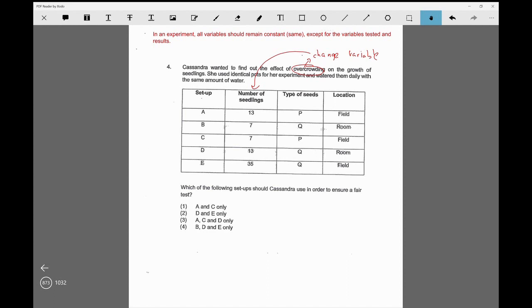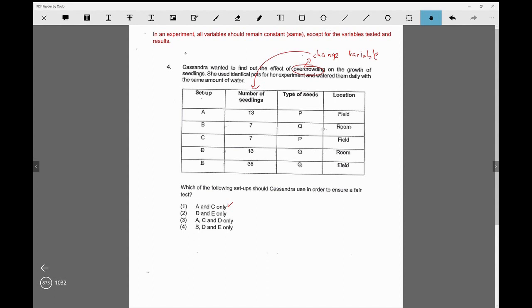A and C. A and C, yes, they have different kinds of plants. Both are the same type of seeds, so it's a fair test. Both are in the field, so this is acceptable. But let's just go through all the options. Okay, D and E. D and E are different numbers of seeds, so correct.